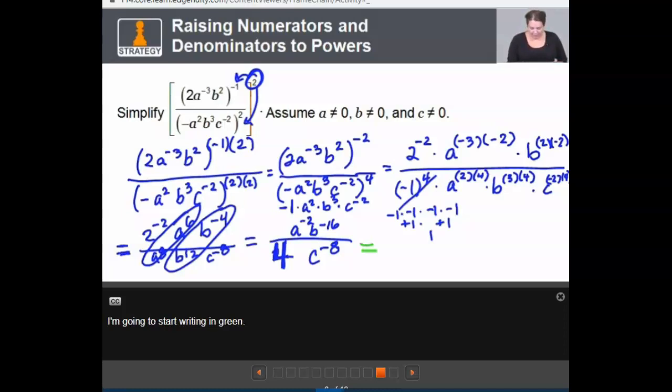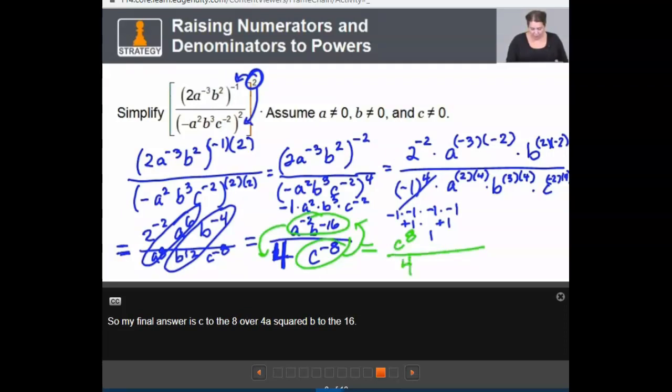I'm going to start writing in green. Then I have negative exponents on top and negative exponents on the bottom. So what that tells me is I got to move what's on bottom to the top and what's on top to the bottom. So my final answer is c to the 8 over 4a squared b to the 16. Again, lots of routes to get to the answer, but just picking a direction and getting started, you just have to muscle through it. All those laws will still work.